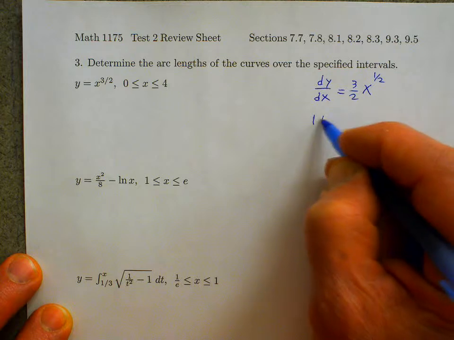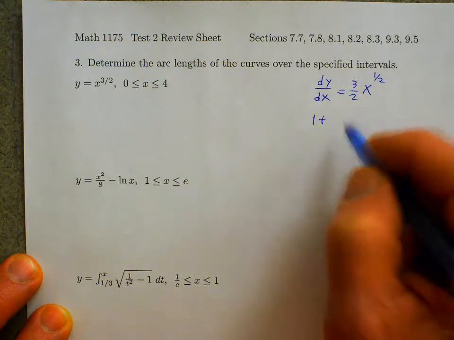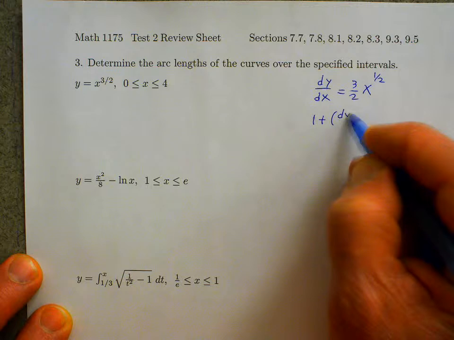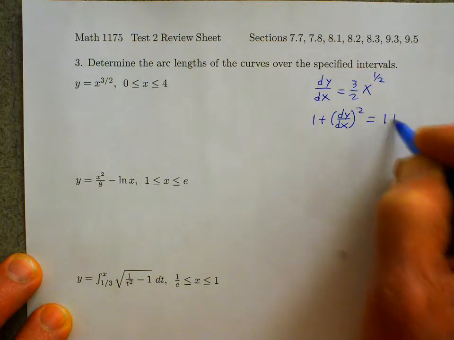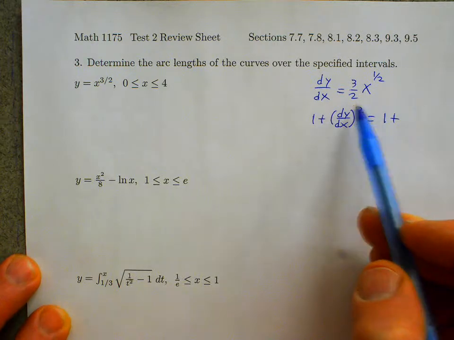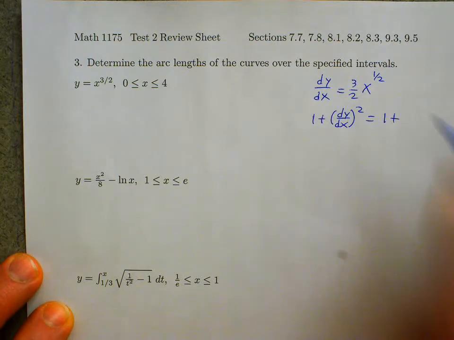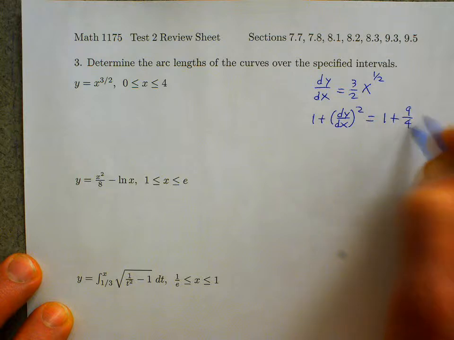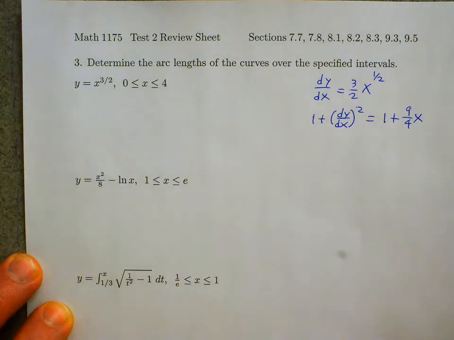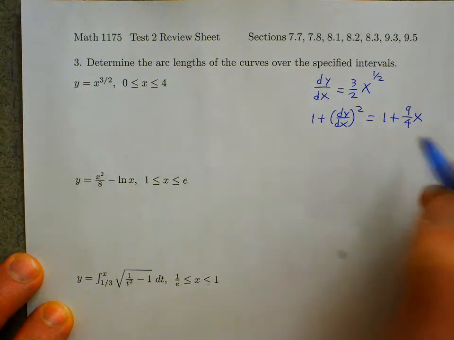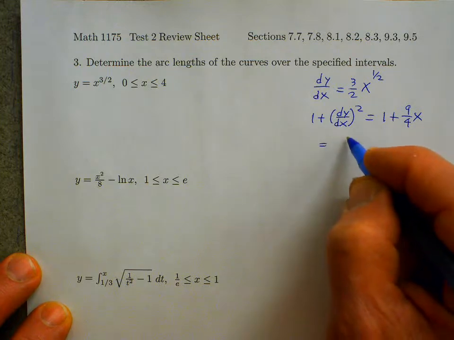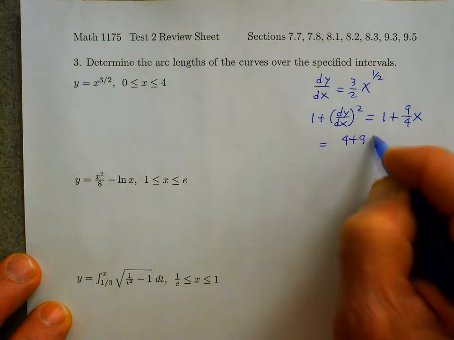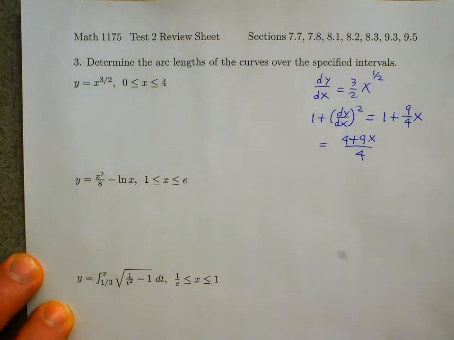And then we're going to compute 1 plus the square of that derivative. So 1 plus, and then when we square 3/2 x to the 1/2, we get 9/4 x. So we're going to write this as 4 plus 9x, all divided by 4.